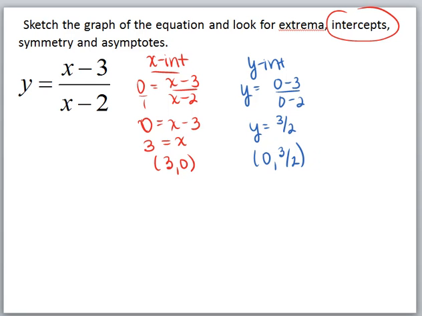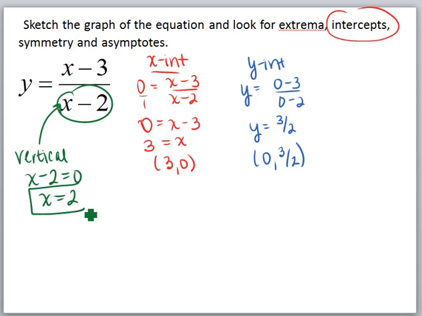So I want to go ahead and jump to the asymptote. The asymptotes is where are there vertical asymptotes. We'll go ahead and talk about that first. Vertical asymptotes are where the bottom equals 0. That would mean x equals 2. There's a vertical asymptote. And then the horizontal asymptotes are what we're talking about.